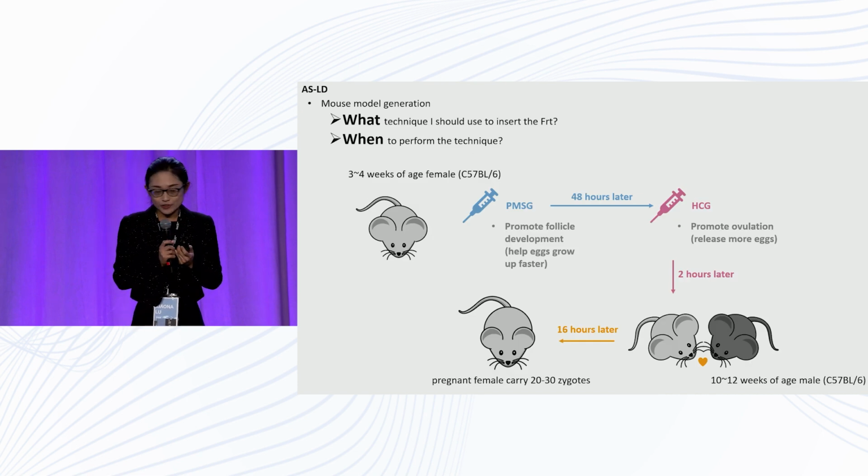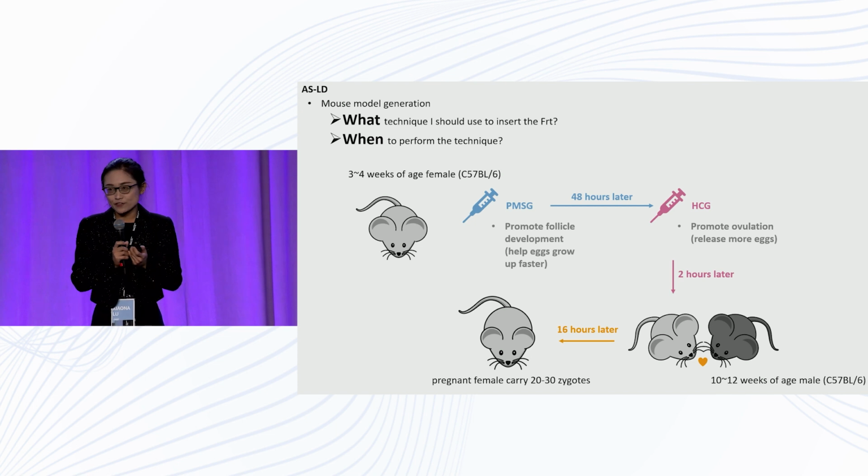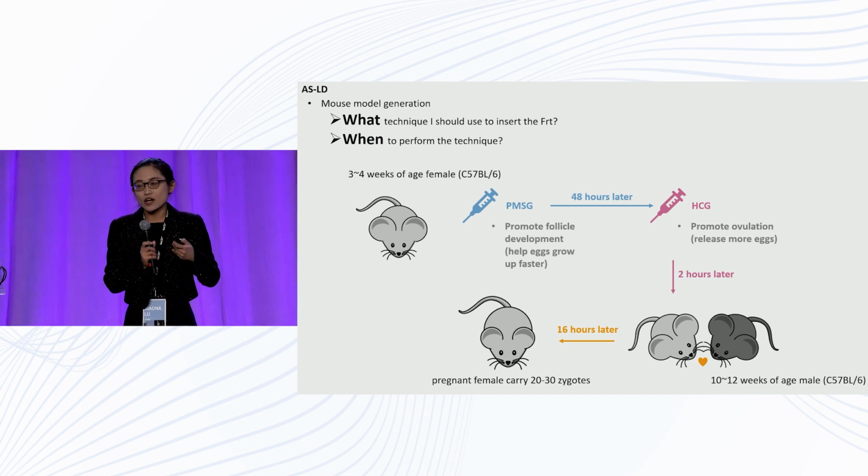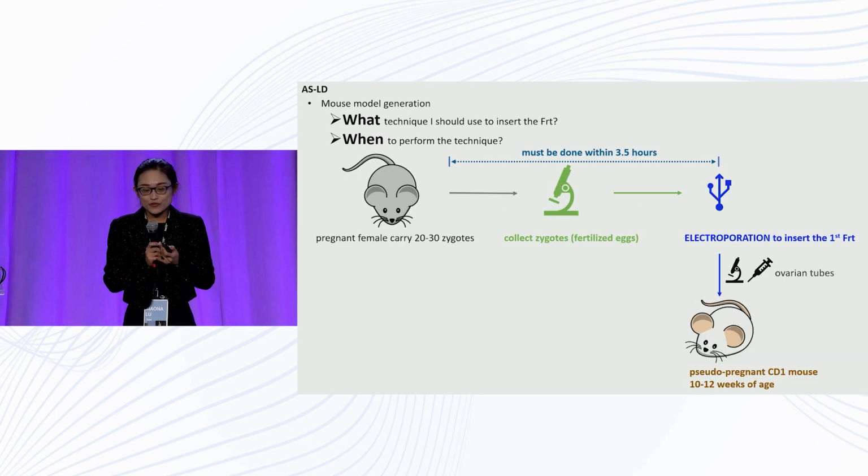Here is how we perform this procedure. The entire process starts with females at 3 to 4 weeks of age. Before their natural hormone cycle is established, we inject the hormone PMSG to promote more egg growth. 48 hours later, we inject hCG, another hormone, to help those eggs release. 2 hours later, we let this female meet males. 16 hours later, this female should be pregnant, and each of them can carry 20 to 30 zygotes, which are the fertilized eggs.